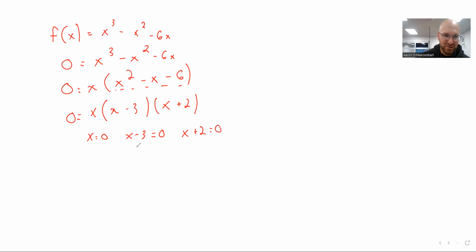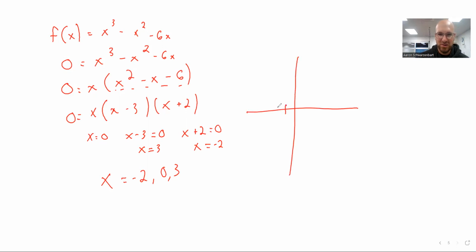One of these is 0. This one, I move the 3. I add 3 to both sides. I get 3. I subtract 2 from both sides. I get -2. So I know my 3 zeros are -2, 0, and 3. Those could also be thought of as my 3 roots or x-intercepts.